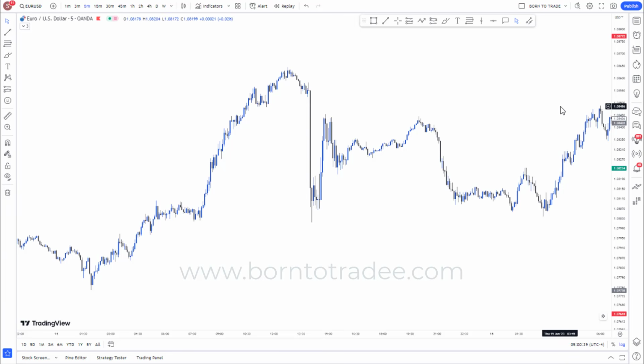Today I'm going to talk about inducement. Inducement is another liquidity concept. Inducement is usually an available liquidity in front of a POI. Institutions need that opposing liquidity to enter the market.